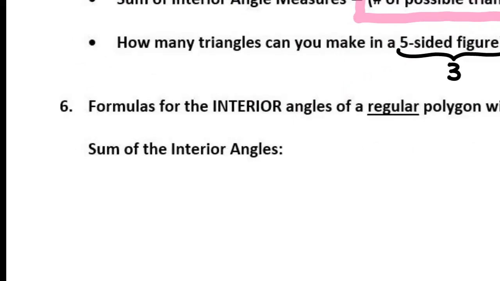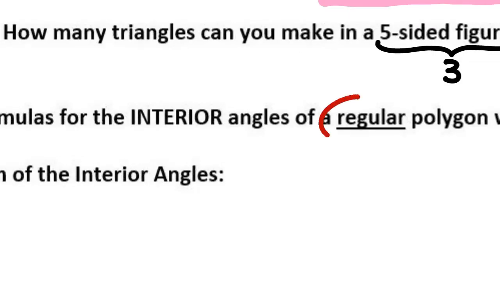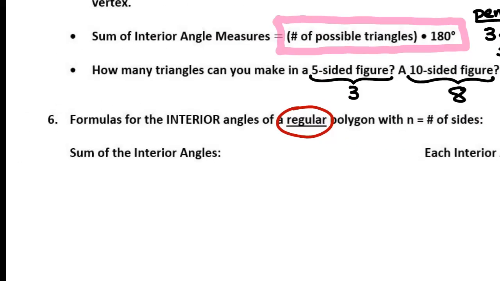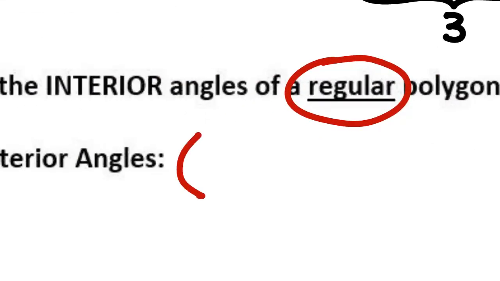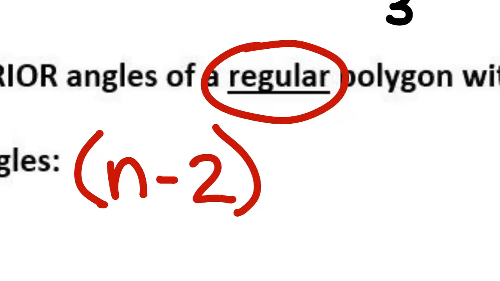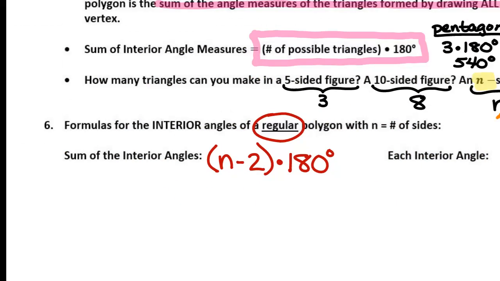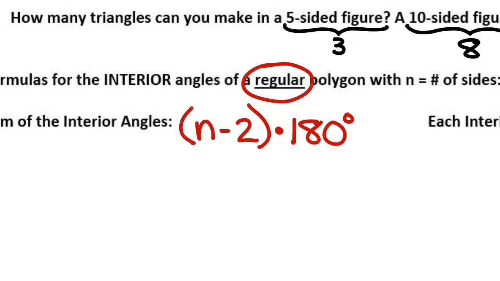So the formula for the sum of the interior angle measures, when we're talking about a polygon, we have n minus 2, that's the number of triangles, times 180. This works for any polygon.